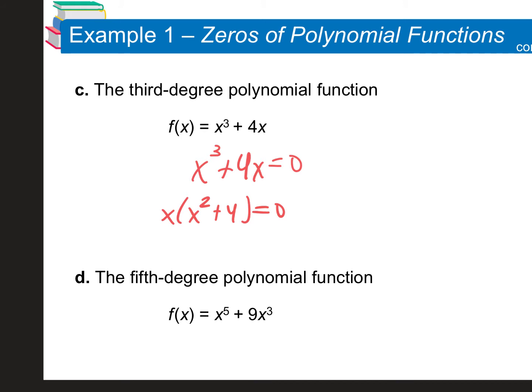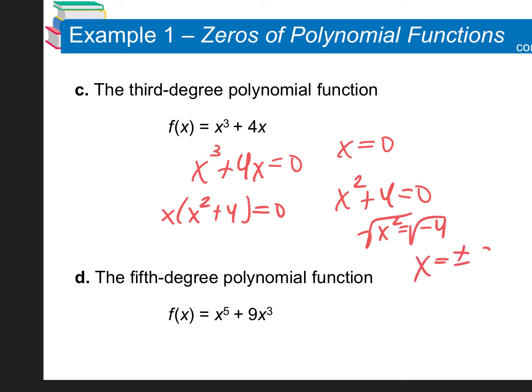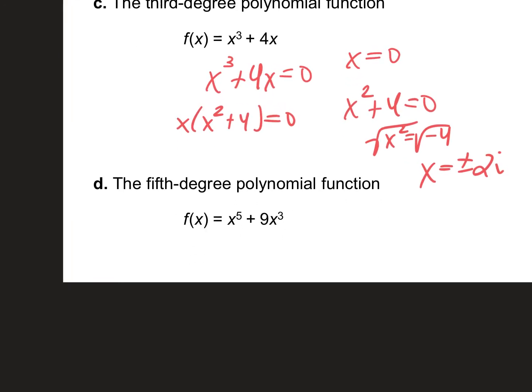If you set each of these equal to 0, x equals 0, x squared plus 4 equals 0, what happens when I solve this? You get an imaginary. 4 goes to the other side. So we take the square root. I have x equals plus or minus 2 what? 2i. You have 2 imaginary roots and 1 real one, right? This is all stuff we should remember.